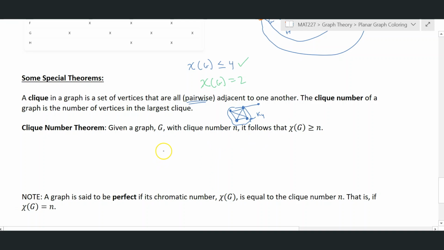Now, this shouldn't come as a big surprise because if this were our graph and we do have a K4 inside of there, we already know that a K4 requires at least 4 different colors, right? Because even with this vertex here, it's at least the clique number n. So in our case, the clique number here is 4 because that's the size of our largest clique. Right? That's these 4 vertices here.